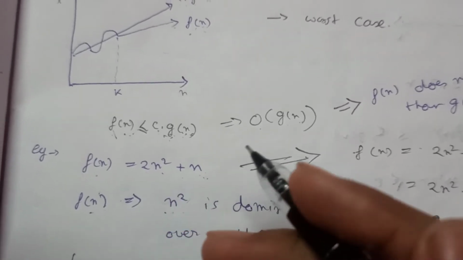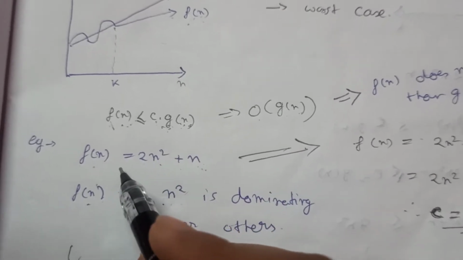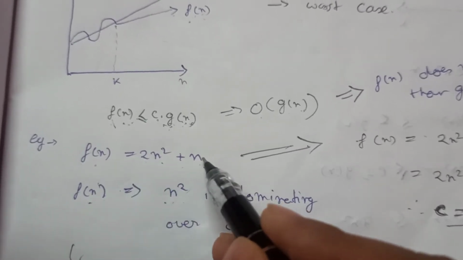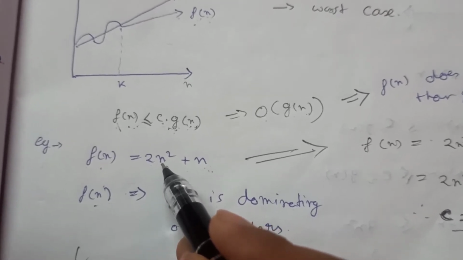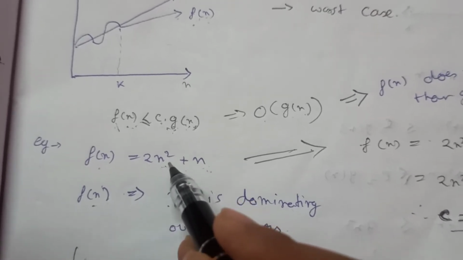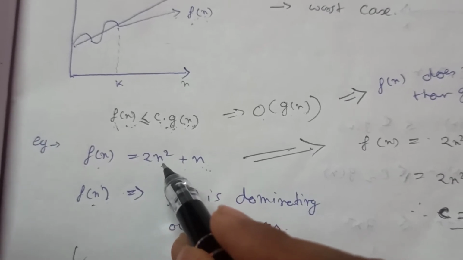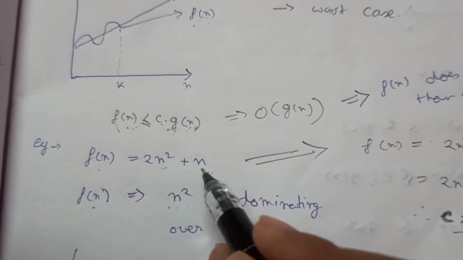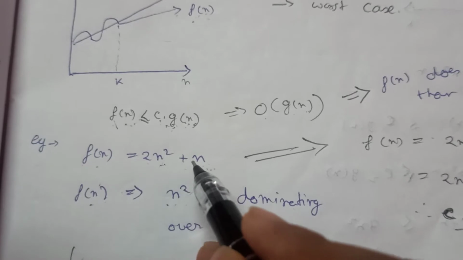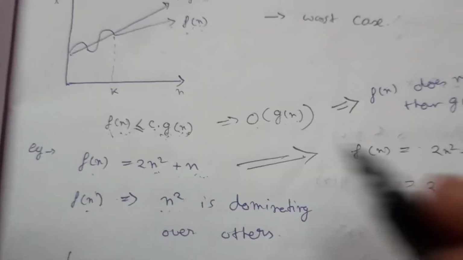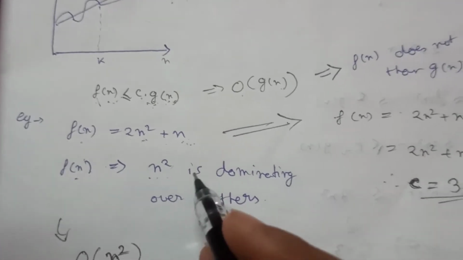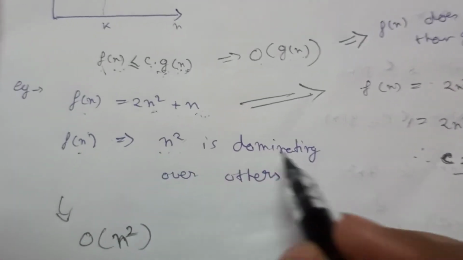How is it dominating? For large values. Whenever we are checking time complexity, we check it for large values of n. Suppose n's value is 10 to the power 7, then the n square term will be 10 to the power 14, and this n will be 10 to the power 7. So 10 to the power 7 will be negligible in front of 10 to the power 14. That is how we consider only the dominating terms.